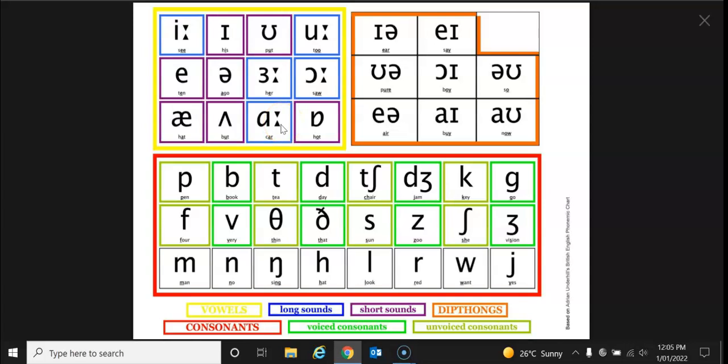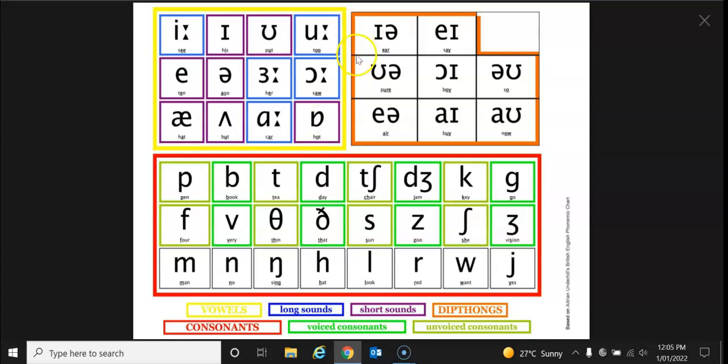Ah, as in car. And o, o as in hot. So they are the short and the long vowel sounds of English.